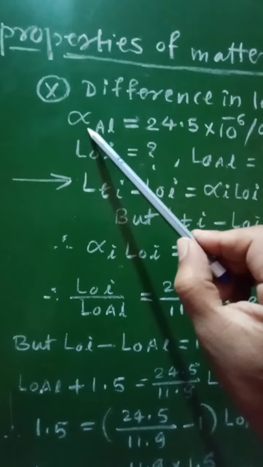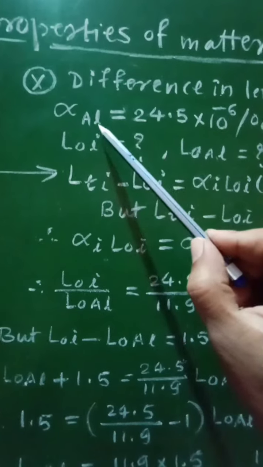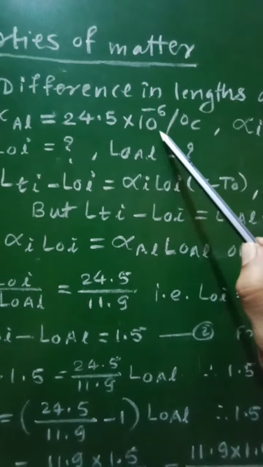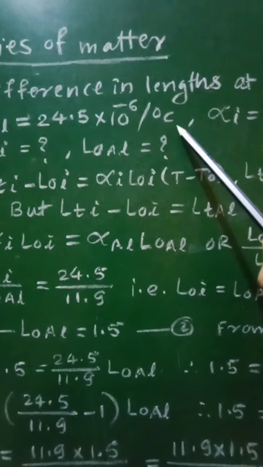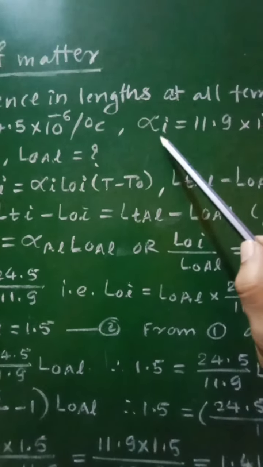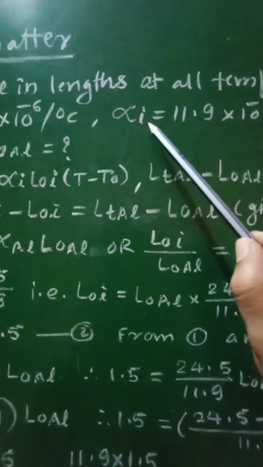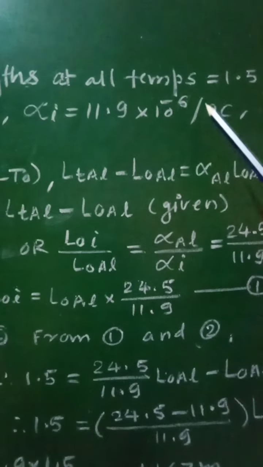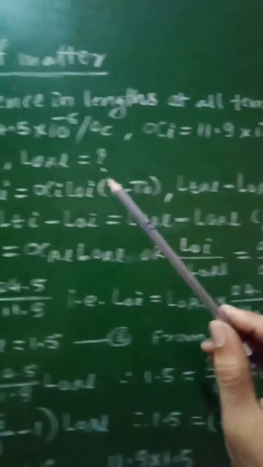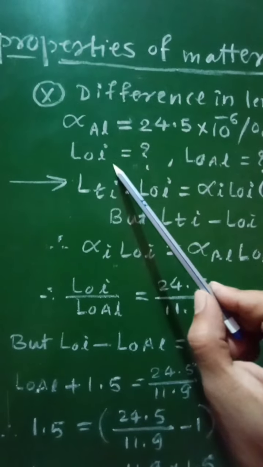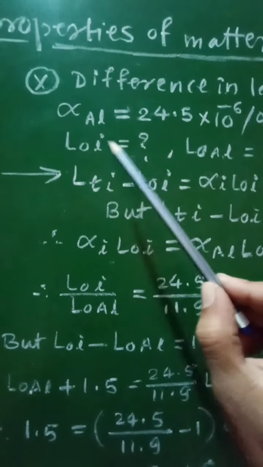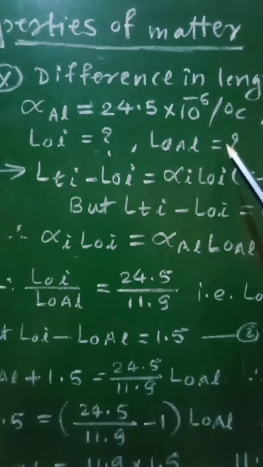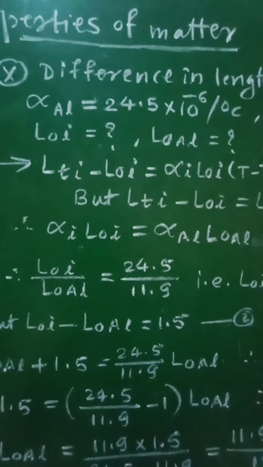Then coefficient of linear expansion alpha Al, that is for aluminium, is 24.5 into 10 raised to minus 6 per degree Celsius, and coefficient of linear expansion for iron alpha I is equal to 11.9 into 10 raised to minus 6 per degree Celsius. We have to find out their original lengths at 0 degrees Celsius temperature, that is L0I and L0AL equal to question mark.